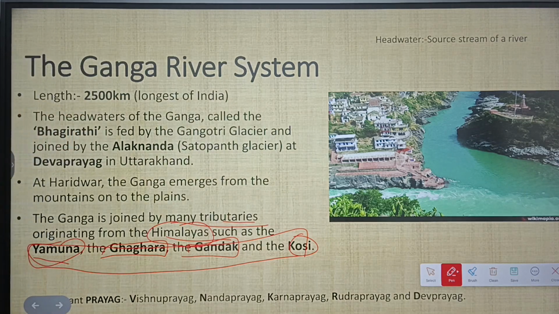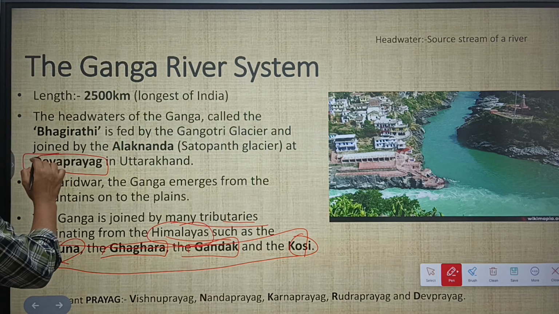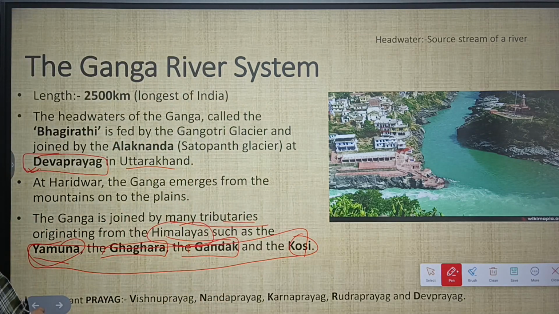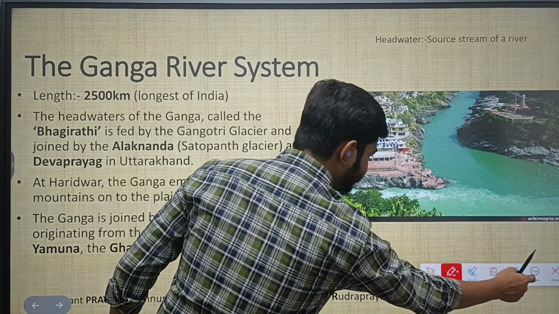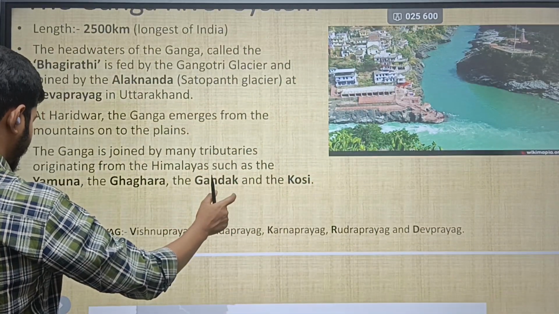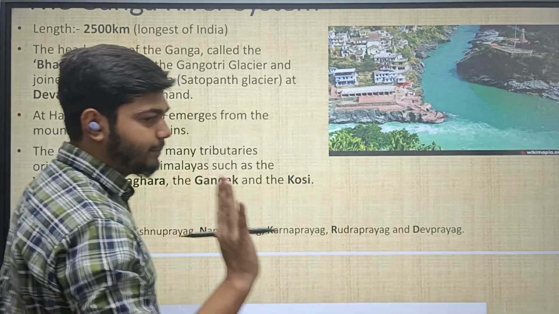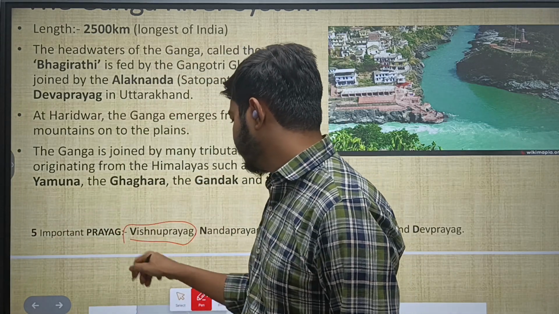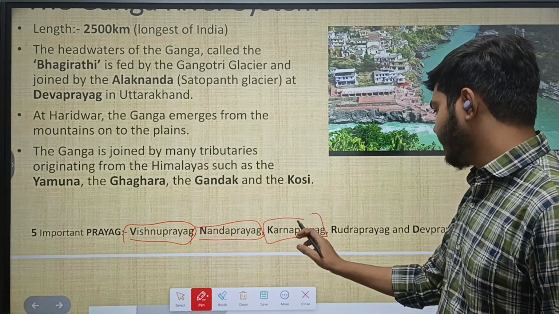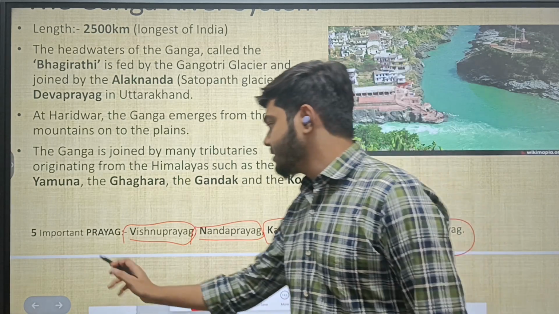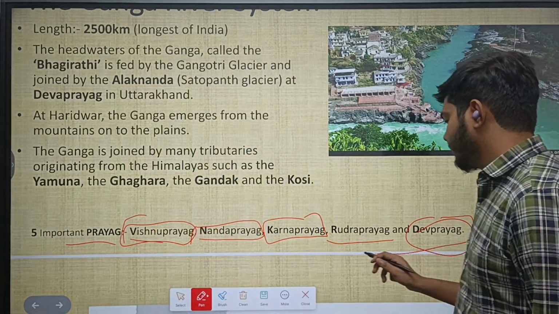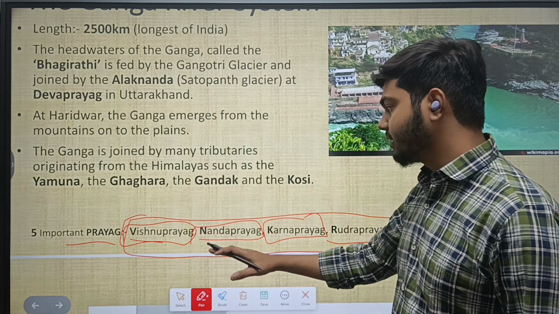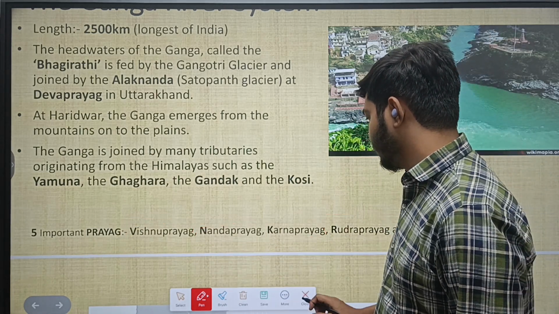So this Devprayag is a very important place which is in Uttarakhand. There are basically a total of 5 prayags. Okay, there are 5 important prayags which I am going to tell you. The first one is Vishnu Prayag, the second one is Nand Prayag, the third one is Karn Prayag, then Rudra Prayag, and Dev Prayag. These 5 prayags are very important for Hindus, because they perform some kind of rituals here, bathing rituals. So let's move ahead.